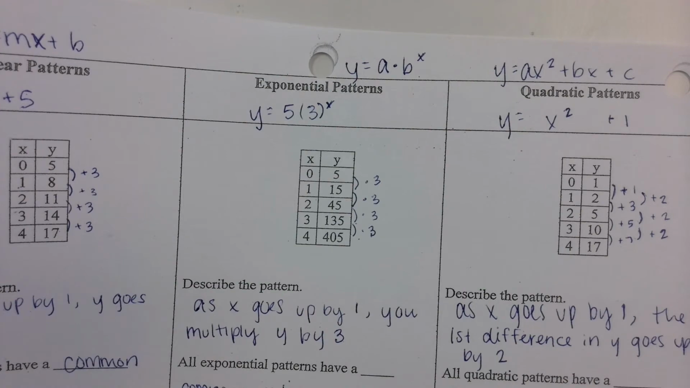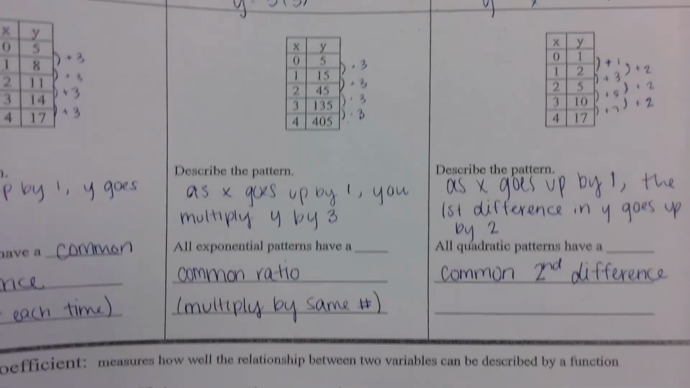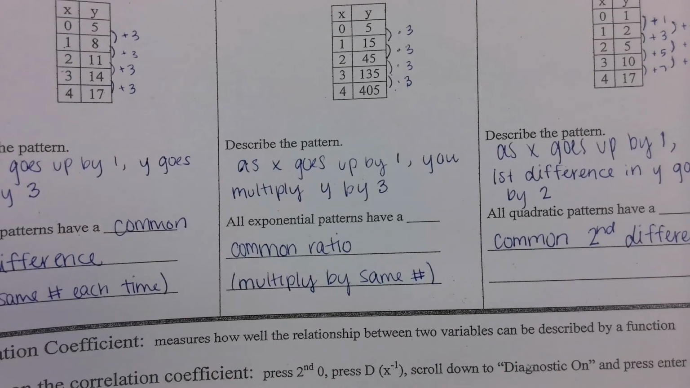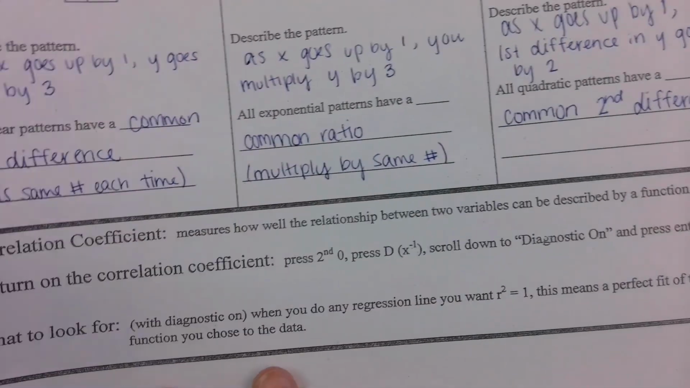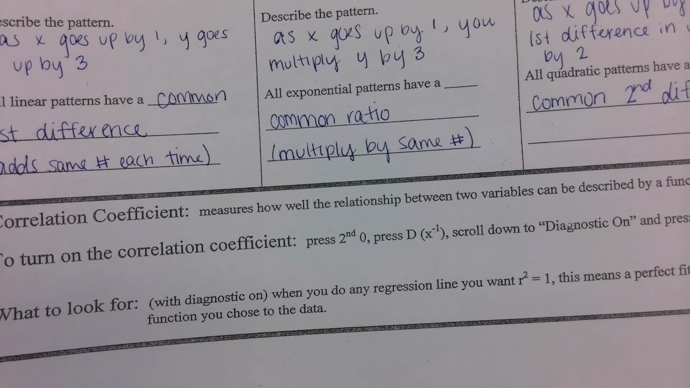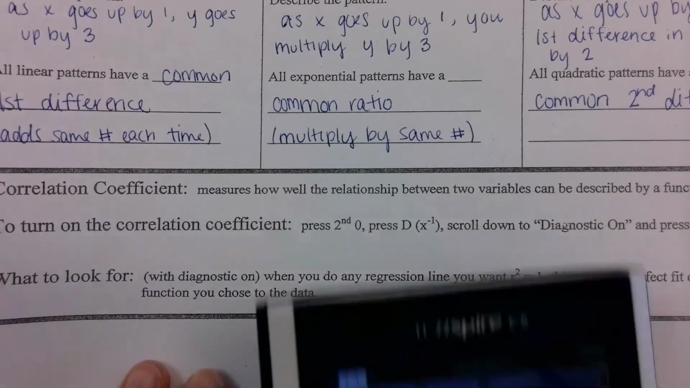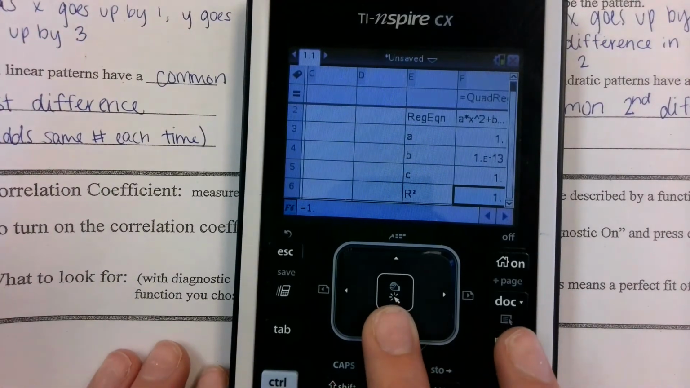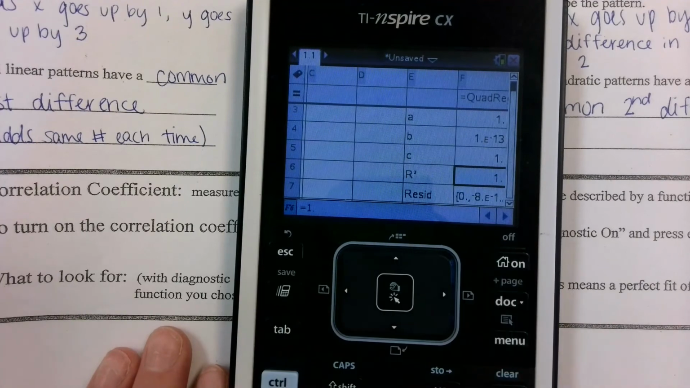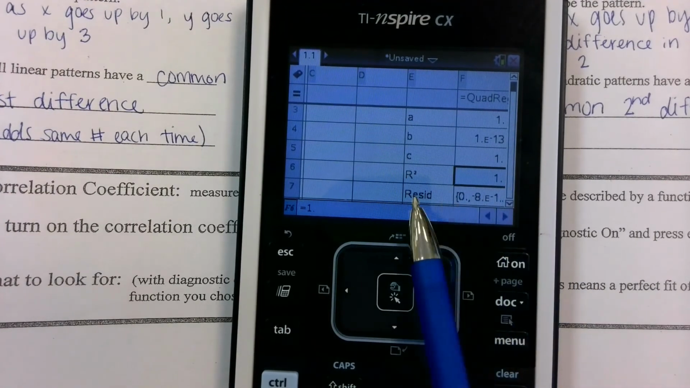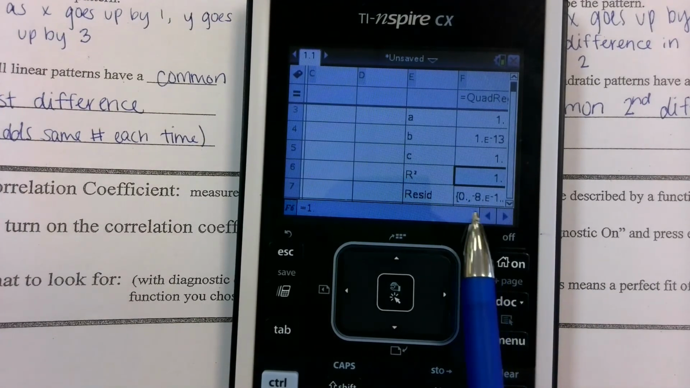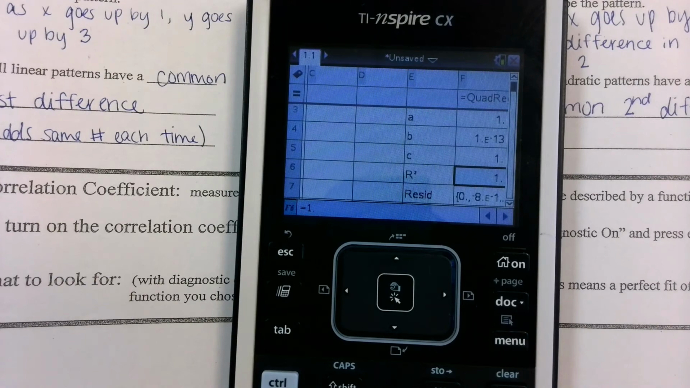So the bottom part of your page is now talking about your correlation coefficient. That measures how well your rule that you just got actually fits the data that you put in. So when you run regression and you look on your paper, your R squared value right there, or look in your calculator, that tells you how well it fits. The closer that number is to 1, the better fit your equation is for the data that you gave it. Does that make sense?